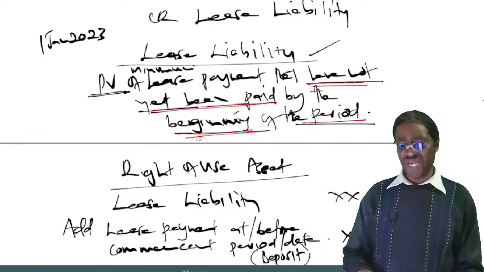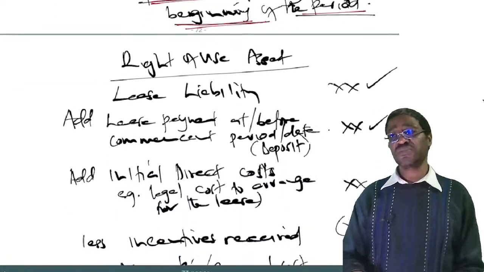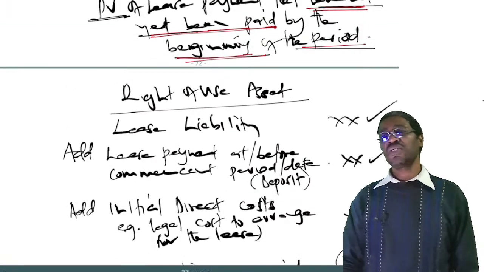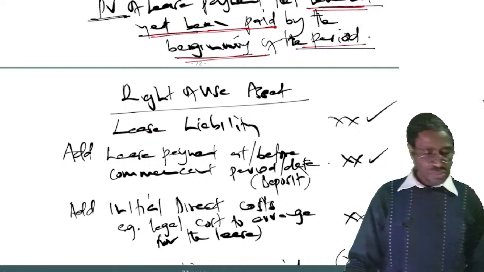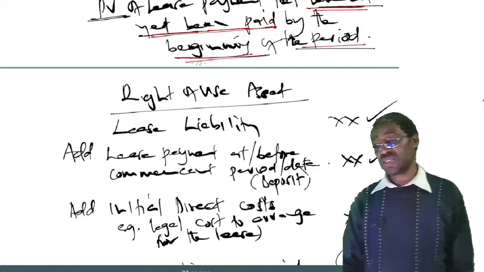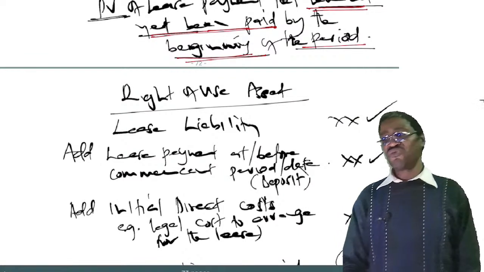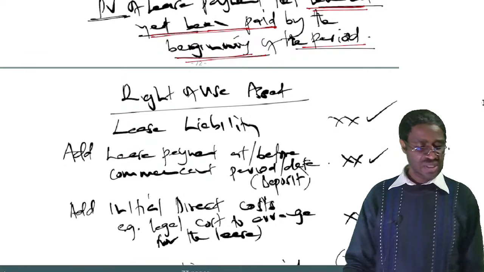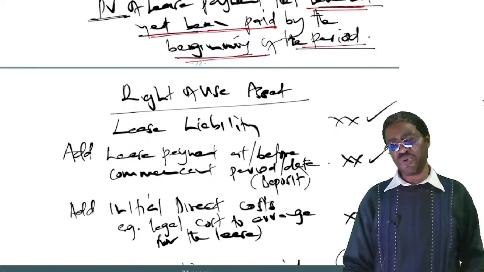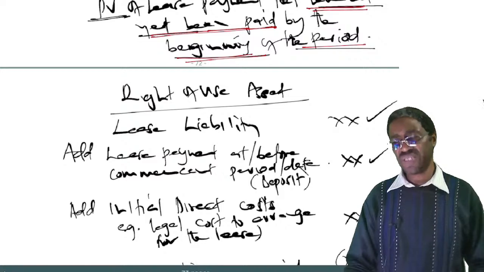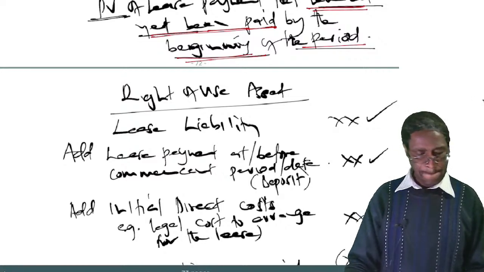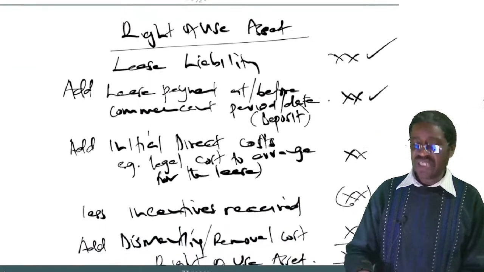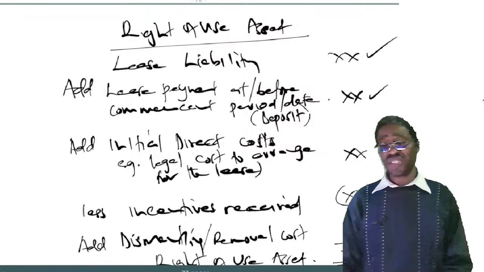Good. Now we go to the right of use asset. Have another subheading, right of use asset. Then you say this amount is determined as follows. Just copy this. There is nothing to rub.